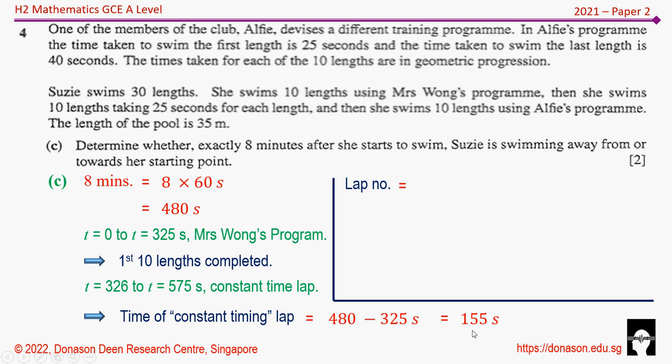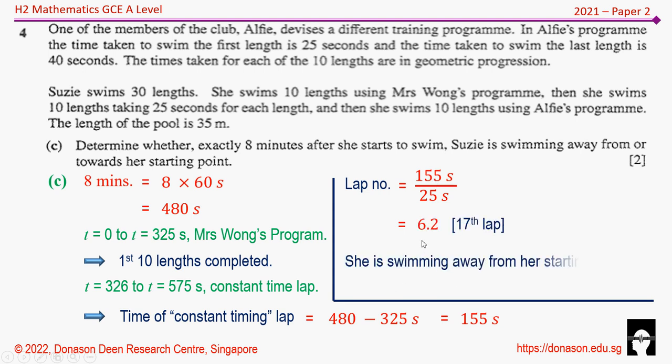So for 155 seconds, if we divide by 25, she would have completed 6 laps in 150 seconds, right? Then she has 5 seconds extra, which is actually 6.2 laps. So she has completed 6 laps and is moving on to the 7th lap. The first 10 laps were completed for Mrs. Wong's program, and now she is doing the 7th lap. That means she is on the 17th lap.